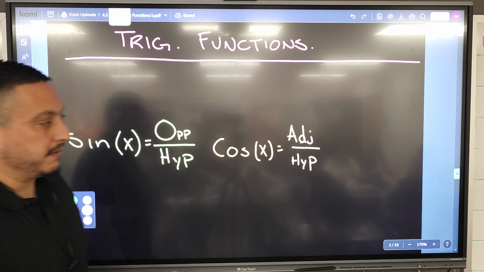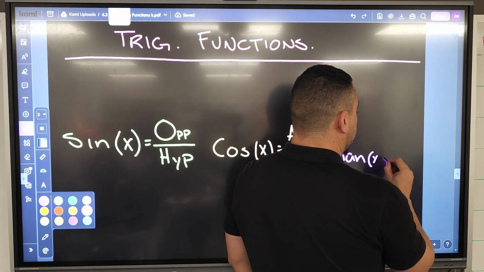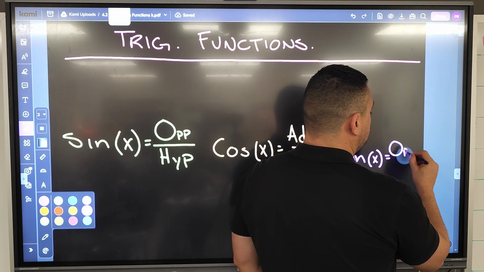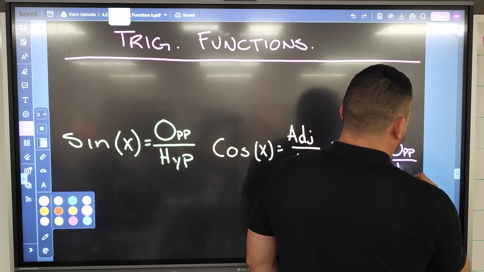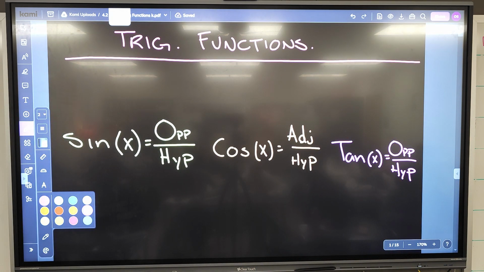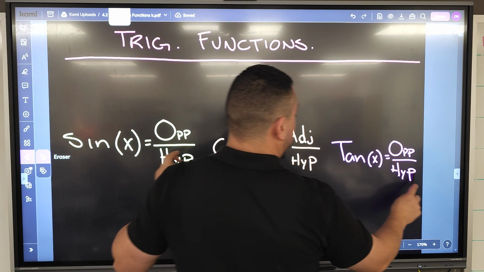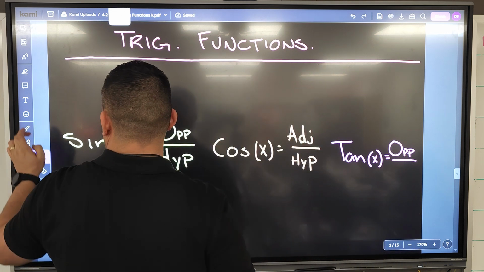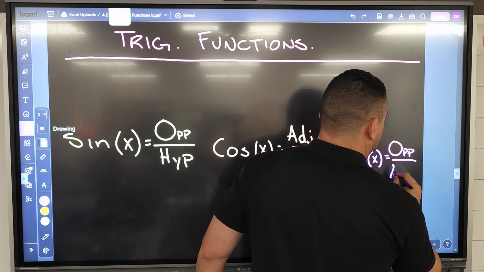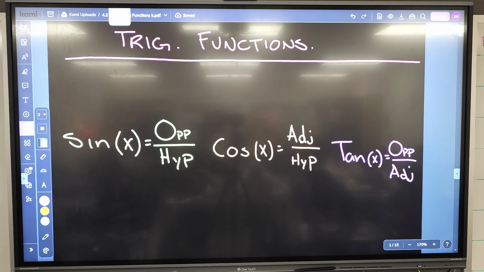And then we have a tangent. Tangent of a certain angle equals the opposite over the hypotenuse. Nope, adjacent, sorry. Opposite over adjacent. These are the three main ones we'll use. So these are the three main ones you need to know.